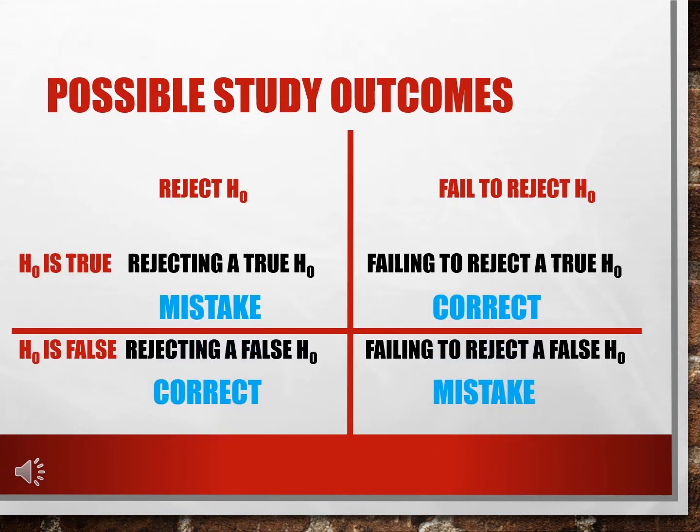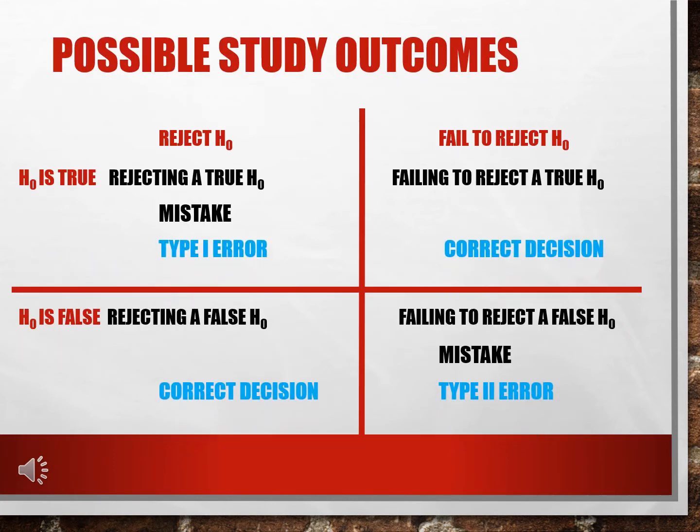When we reject the null and the null is true, we've made a mistake. When we fail to reject the null and the null is false, we've also made a mistake. So there are two ways to make a mistake for every testing of the null hypothesis, and two ways to get it correct. When we make a mistake by rejecting a true null, we call that a type 1 error. When we make a mistake by failing to reject a false null, we call that a type 2 error.